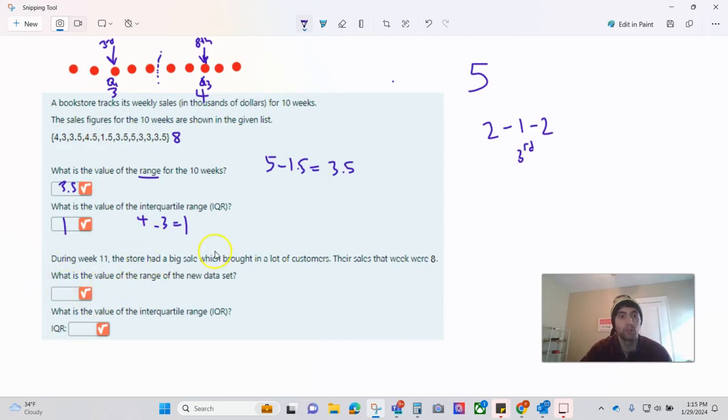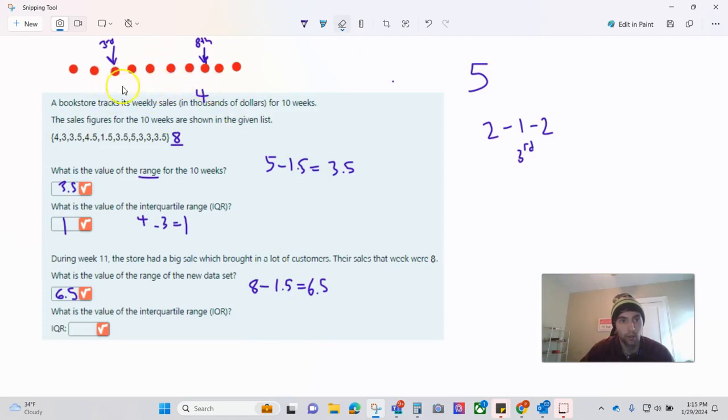Okay, now let's find the new range. The new range would be the biggest, 8, minus the smallest, which is still 1.5. So our new range is 6.5. Now the new interquartile range.